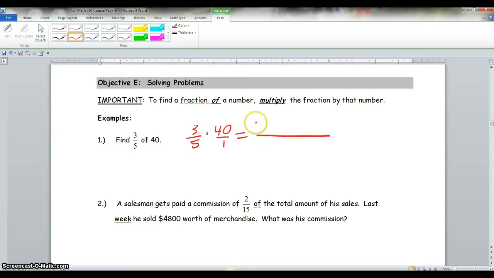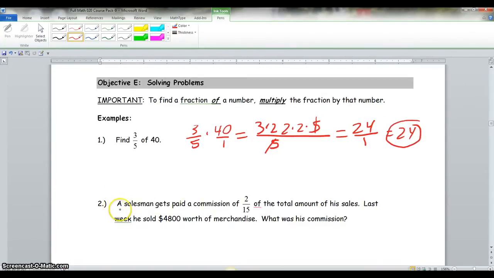So we'll take the prime factorization. 3 times 40 breaks down to 3 2's and a 5. And then we know the prime factorization of 5 is 5, and we don't need to write the 1 here. So these 5's simplify out, and then we will have 24 over 1, which is 24.